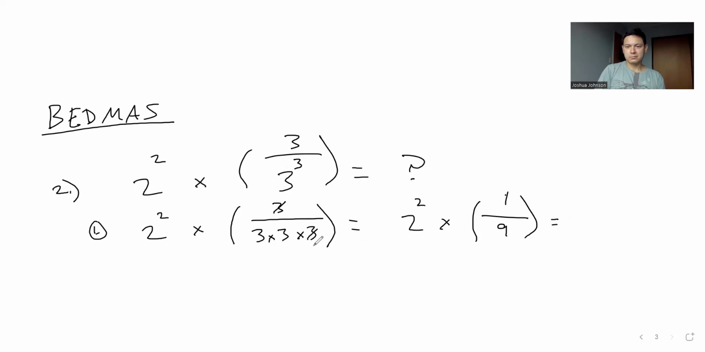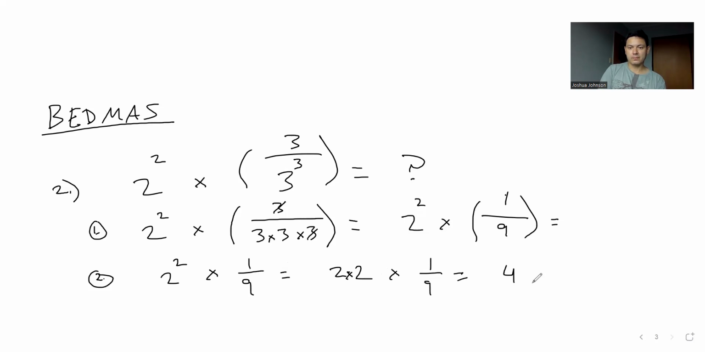Okay, so now we remove this bracket. Again, just rewriting this math problem: 2 raised to the second times 1 over 9. So we've sorted out our brackets. Now we manage our exponents. We have an exponent of 2 on this constant value 2. So 2 raised to the second is 2 times 2. 2 times 2 times 1 over 9. I know that 2 times 2 is 4. What's remaining here? 1 over 9.